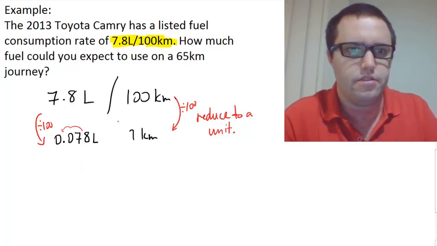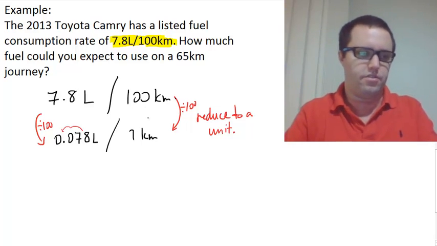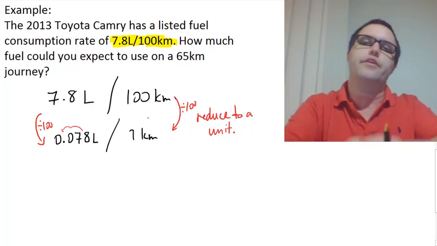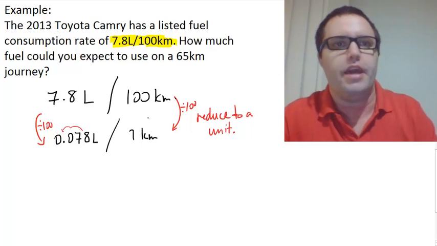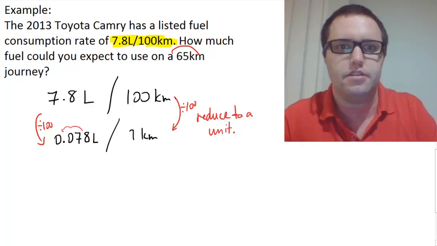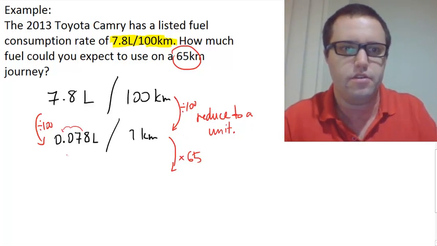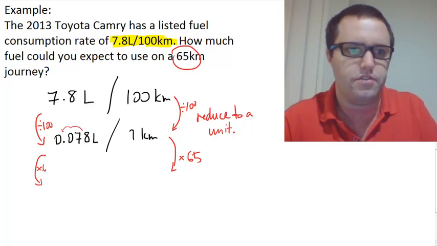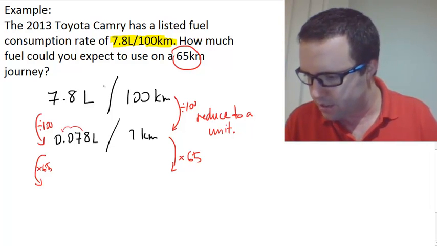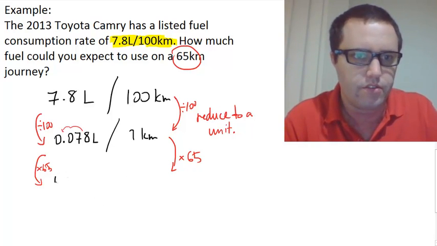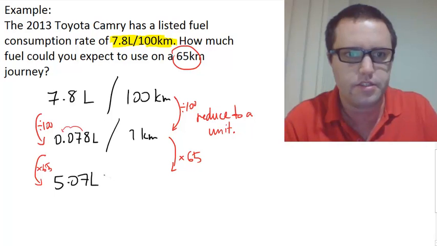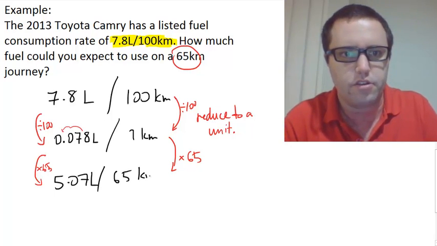And now that we've got to 1 kilometre, that's the sort of reducing part to one single unit, we're now going to expand it up to the necessary units we want. And according to the question, we're chasing 65 kilometres. So I need to multiply this side here by 65 and multiply this side here by 65, and 0.078 times 65 is 5.07 litres per 65 kilometres.